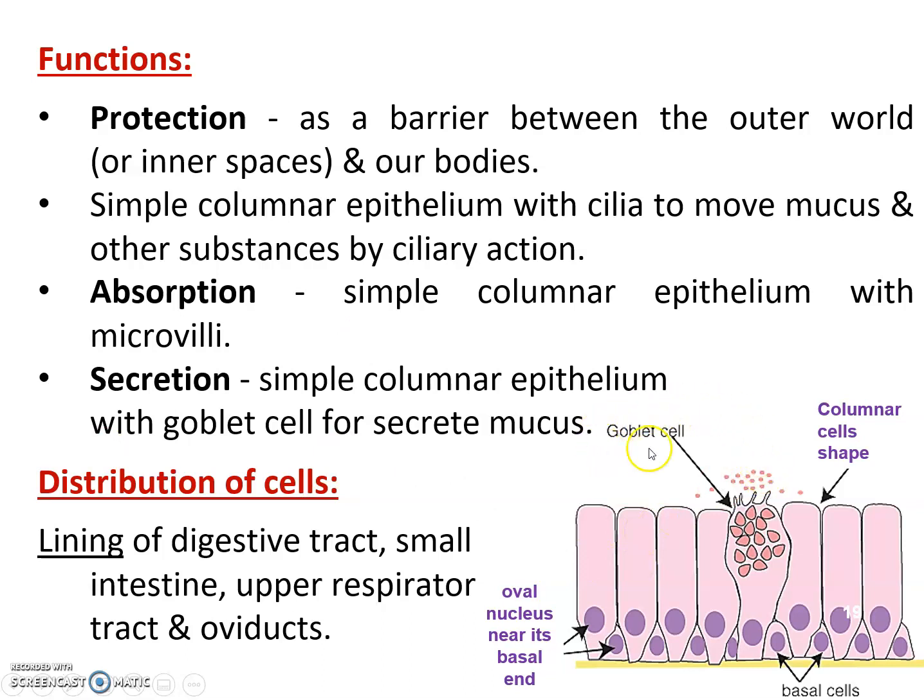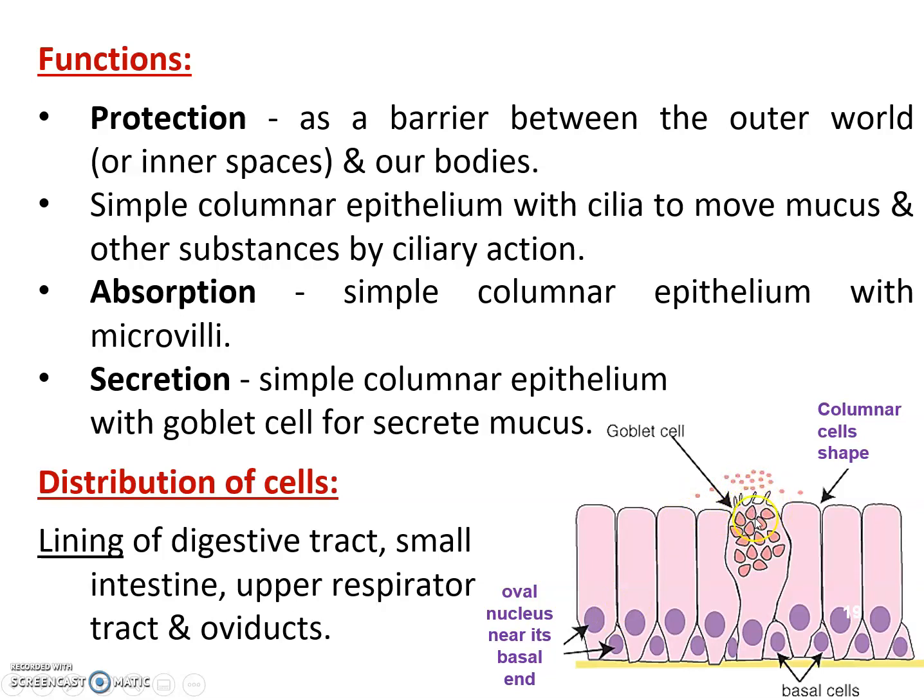This is the structure of the goblet cell. The shape is like a goblet. It is a columnar shaped cell with the basal end. The nucleus is oval shaped and near the basal end. Some cells have cilia.